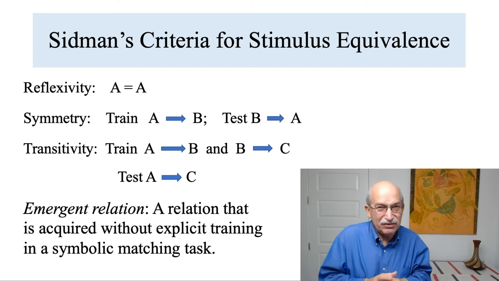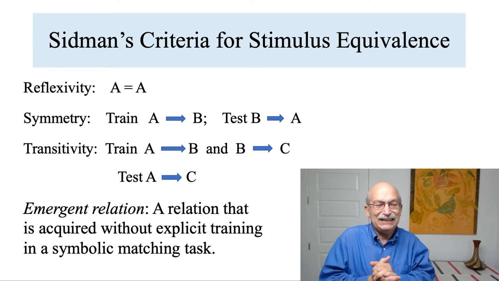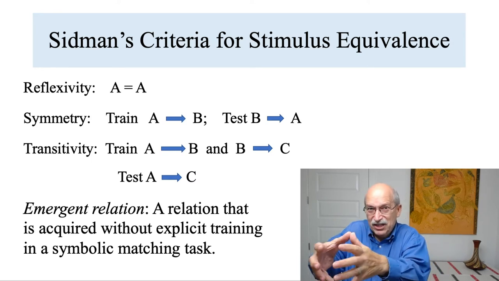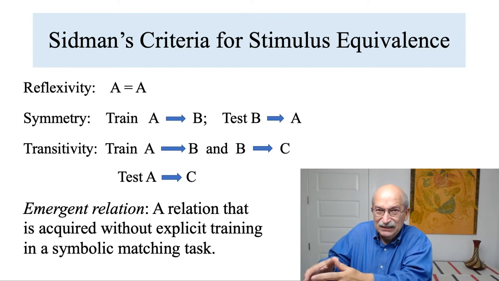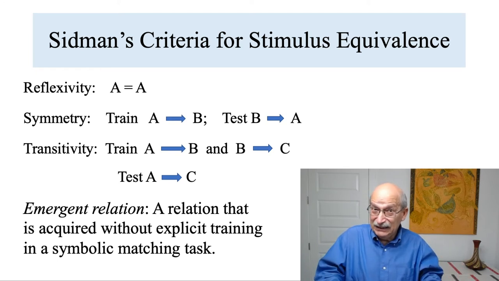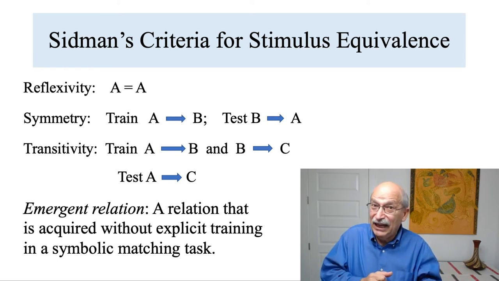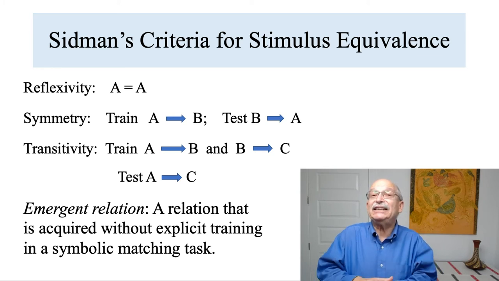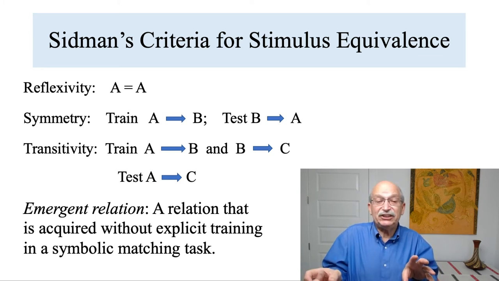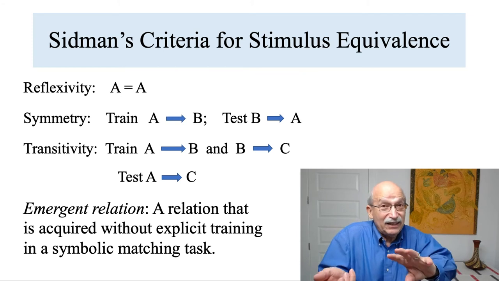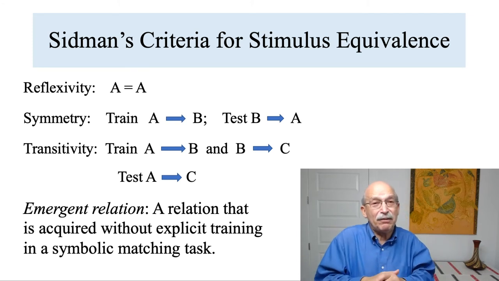The property of symmetry, which also is a characteristic of a stimulus equivalence class, is that if we train A as the sample, and the associated correct choice is B, and we test them in the reverse order, so we present B as the sample and then give the subject a choice that includes A, the subject will select A as the correct choice. So having trained the A to B relationship, the subject also performs accurately on the reverse of that, that is the B to A relationship, and that's the property of symmetry.